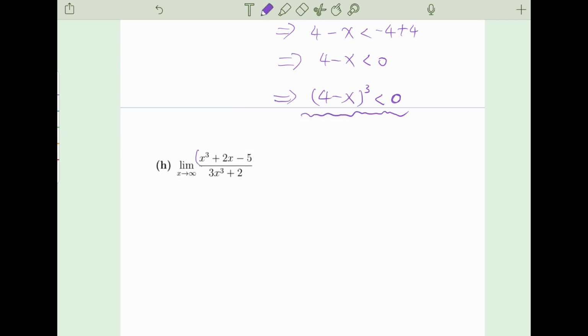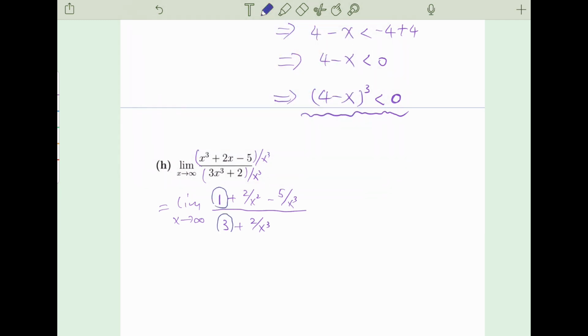I divide the top and the bottom by x to the 3. Okay, so I can turn my top expression into 1 plus 2 divided by x to the 2 plus 5 minus 5 divided by x to the 3, and the bottom into 3 plus 2 divided by x to the 3. Okay, so now I focus on my constant term here.